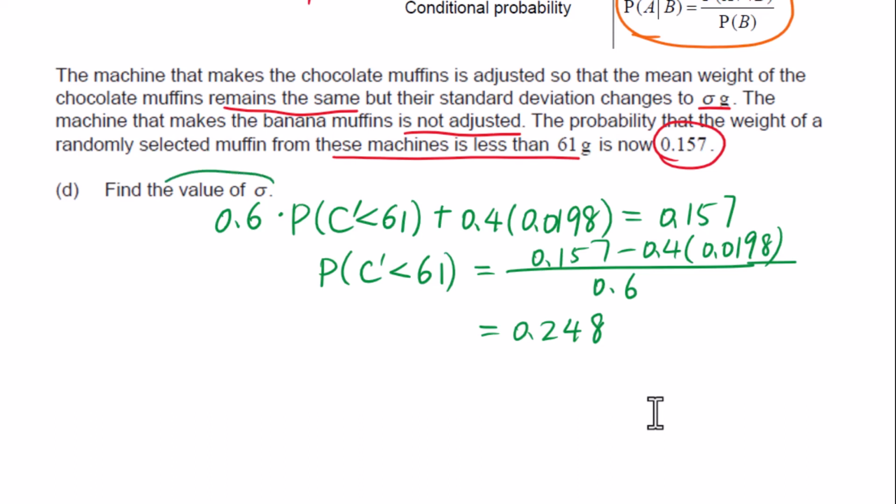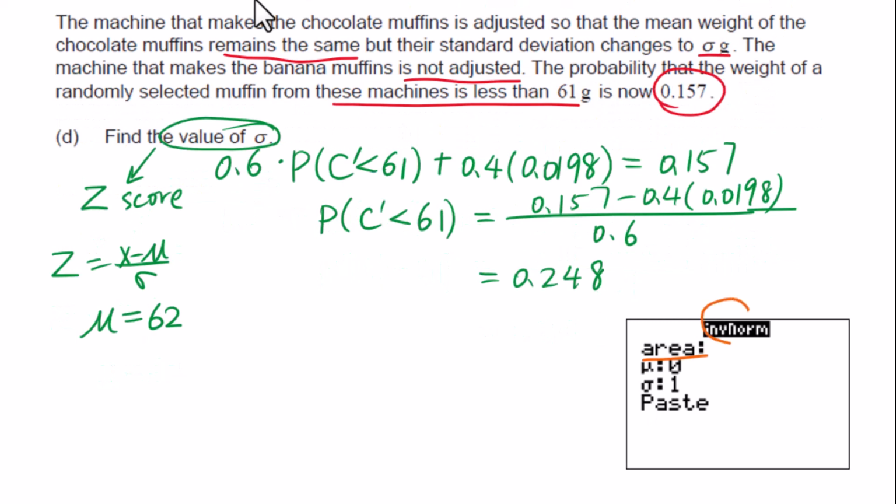Since we are looking for this sigma, we have to use the standardized normal distribution, the z-score. We know z equals x minus mu over sigma. This is given in the formula booklet. The mean weight of the chocolate muffins remains the same, which means mu equals 62. We need to figure out the z-score first. When you use inverse norm, make sure this area means the area under the curve from negative infinity to a. This area means the probability of x less than or equal to a.